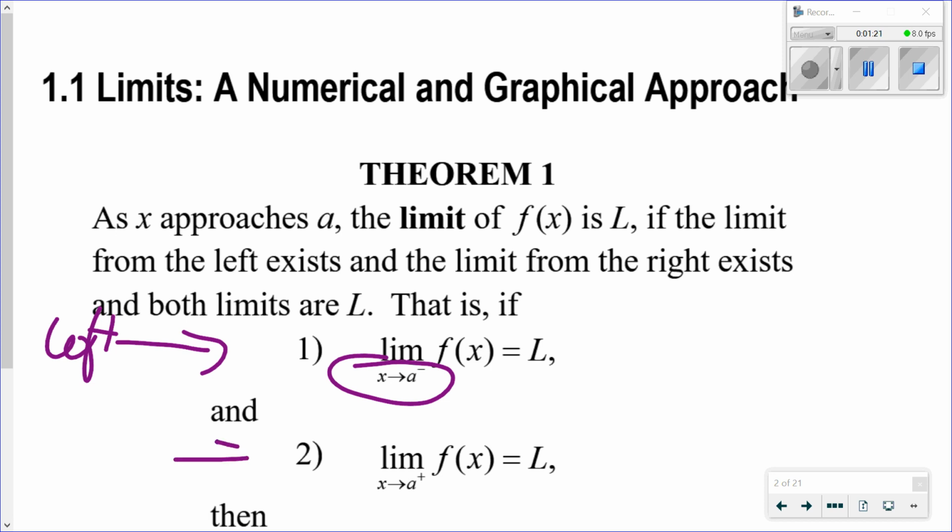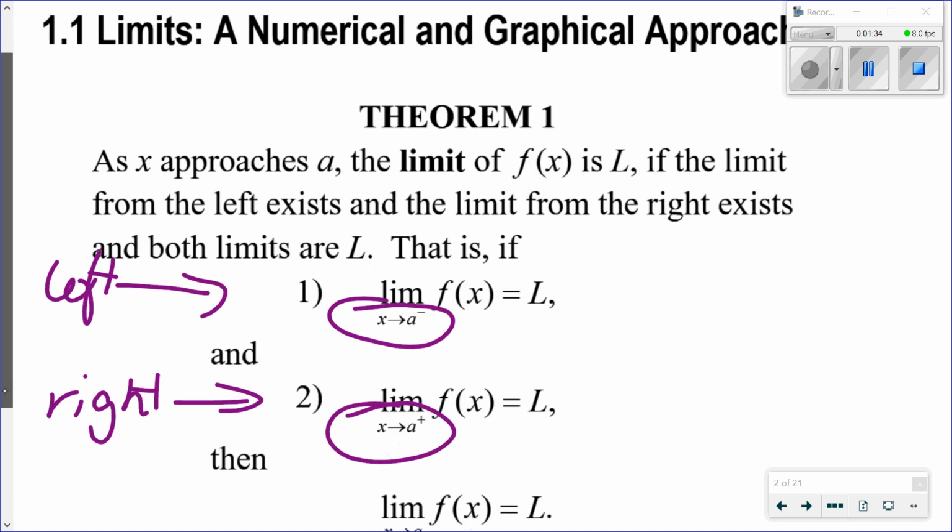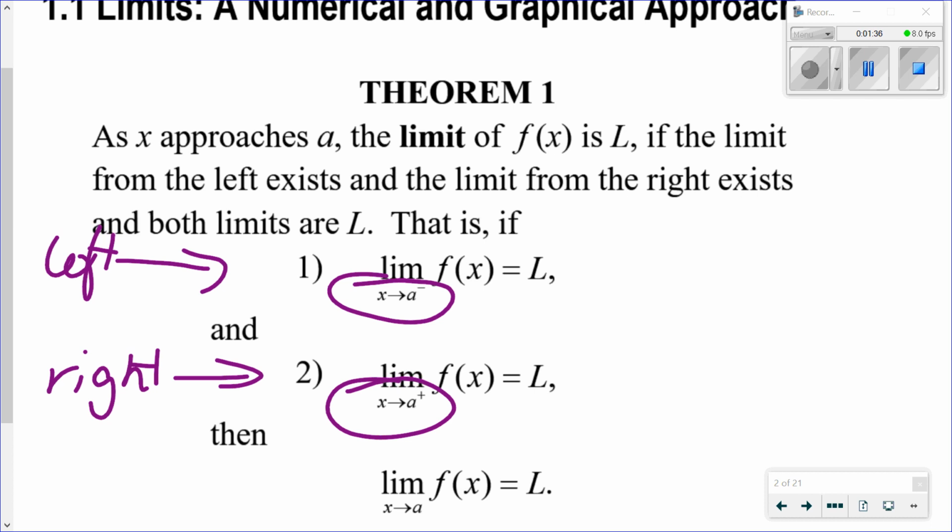And again, we're going to do the same thing as x approaches a from the right. That's what the plus sign by the a means. Okay, so that tells us that we are approaching from the right. If we have a limit from the left and a limit from the right, and they are the same number, then the overall limit exists.